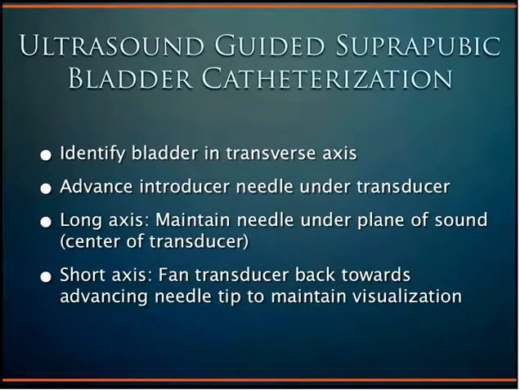However, when using the short axis technique, you simply fan the transducer back towards the needle while advancing the needle tip to maintain the tip of the needle under the plane of the sound until the needle tip reaches the bladder. Once urine is retrieved, you set the probe aside and advance the guide wire through the introducer needle and proceed in the standard fashion.